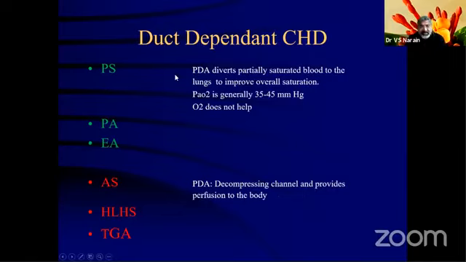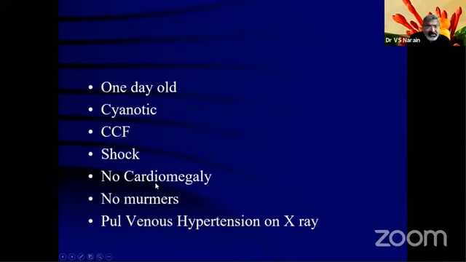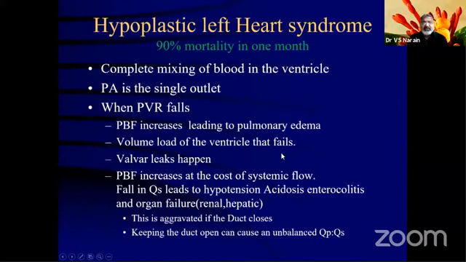So on the right side, it helps to provide more circulation to the pulmonary circulation, and on the left side, it helps to provide circulation to the body and even in decompressing the channel, especially in hypoplastic left heart situations. And what is a hypoplastic left heart situation? If you have a 1-day-old with cyanosis, heart failure, shock, hardly any murmurs, and pulmonary venous hypertension on X-ray, you're dealing with a hypoplastic left heart situation. And if you don't treat it, you're going to lose this patient in the first month of life.